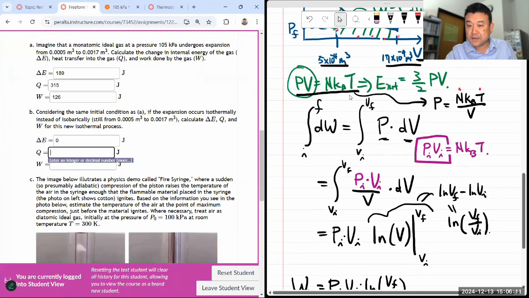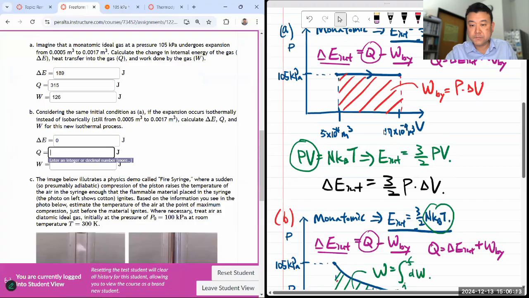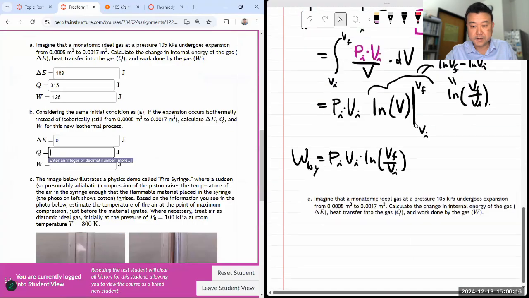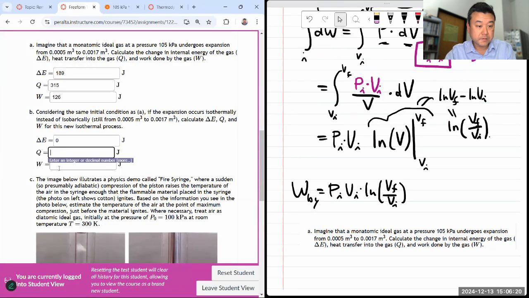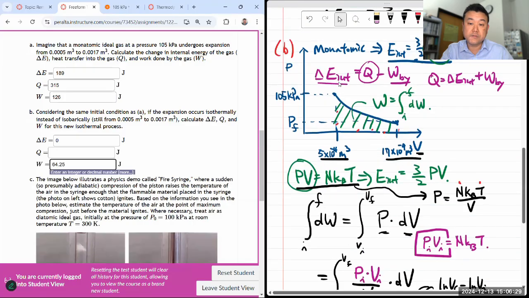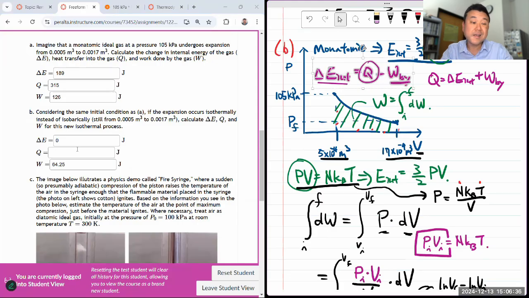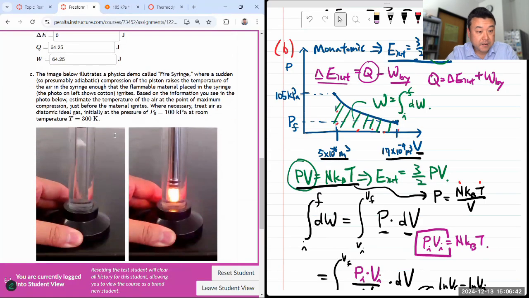And it makes sense. The area here would definitely be smaller than the area here. So 64.25. And as it's doing that work, it can afford to have no internal energy change, even though the first law says this, because there's a heat transfer, exactly enough to balance it out. That heat transfer is what makes the process isothermal, really. So, all right, that's the process.